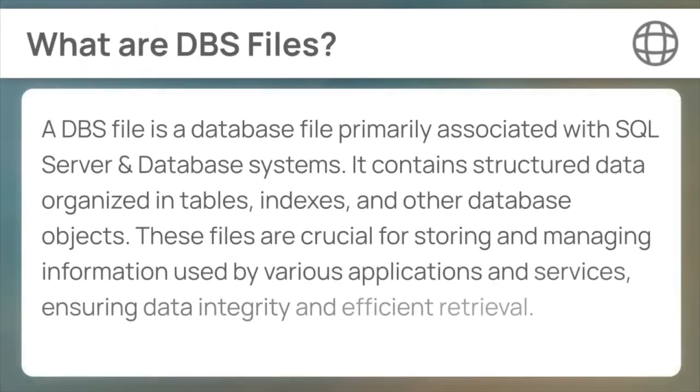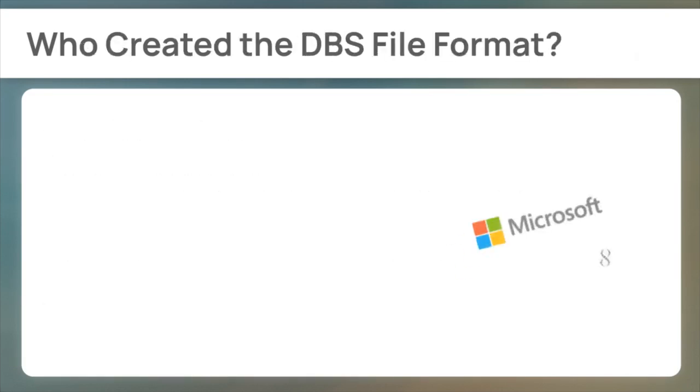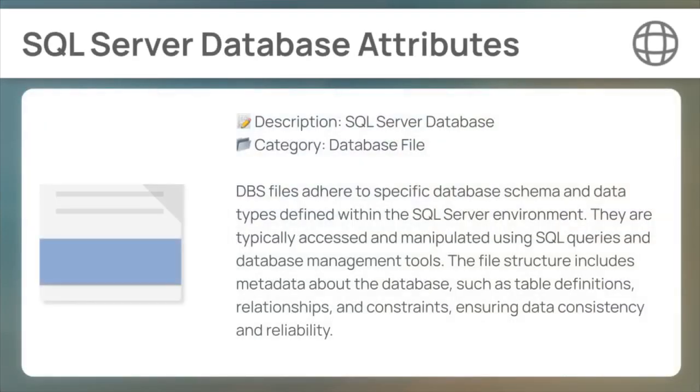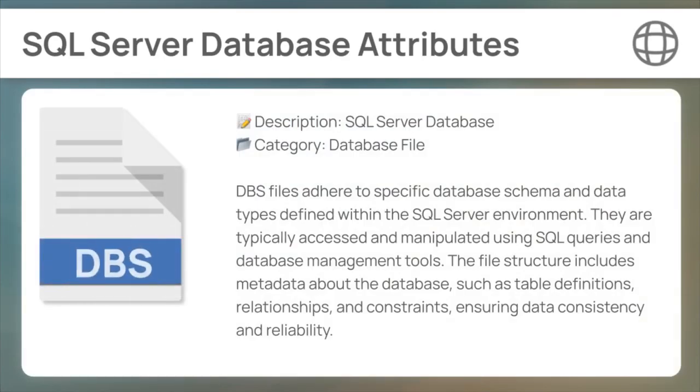A DBS file is a database file primarily associated with SQL Server and database systems. It contains structured data organized in tables, indexes, and other database objects. These files are crucial for storing and managing information used by various applications and services, ensuring data integrity and efficient retrieval. DBS files adhere to specific database schema and data types defined within the SQL Server environment.